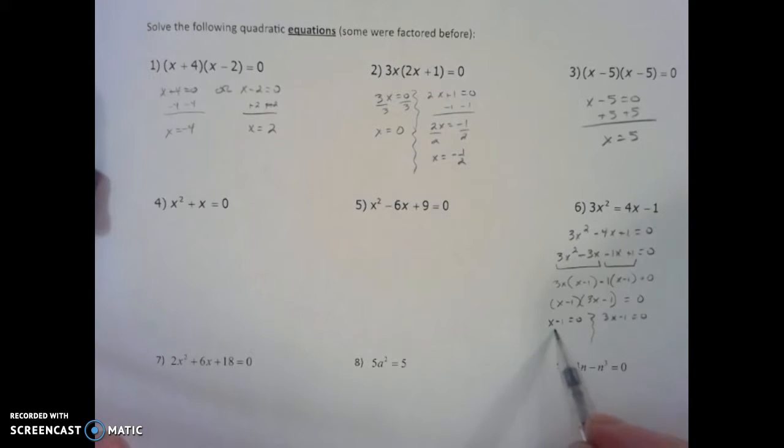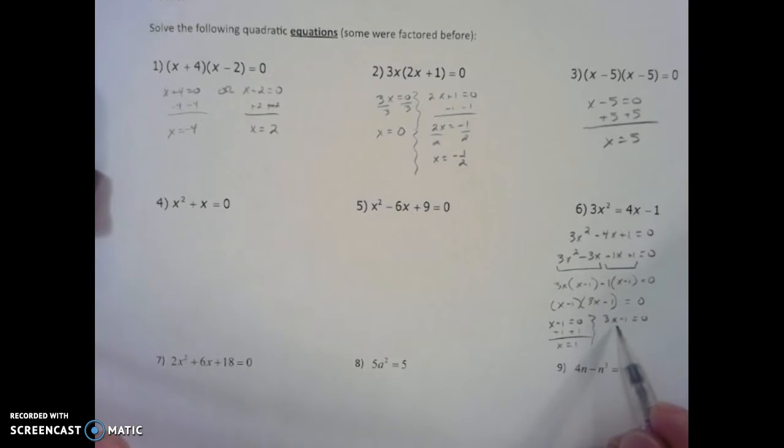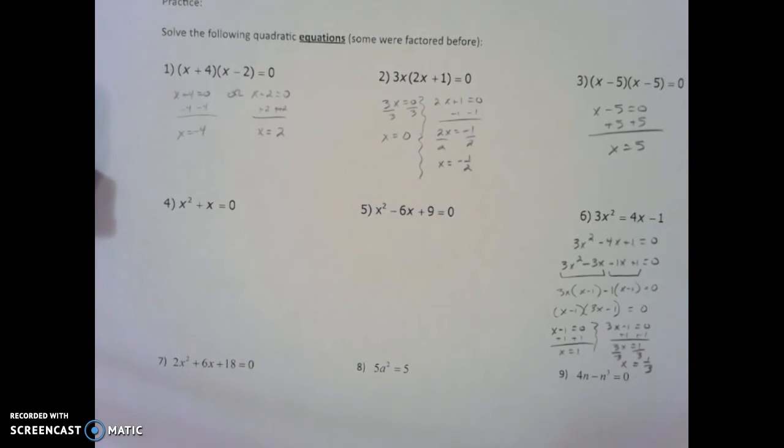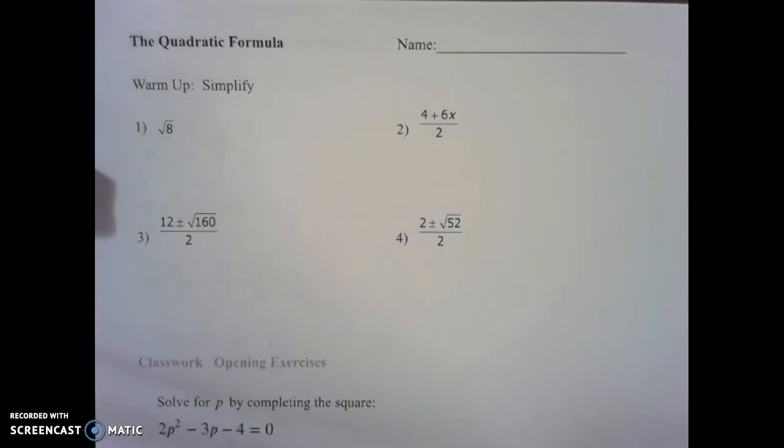If x minus 1 equals 0, if I just add 1 to each side, that means that x has a value of 1. If 3x minus 1 equals 0, well, again, I'll add 1 to each side so that 3x equals 1. And then I'll divide each side by 3 so that x has a value of 1/3. So x is either equal to 1 or x is equal to 1/3. Okay, so I'm going to have you practice on 7 through 11, factor these, and then see what the value of x could be.